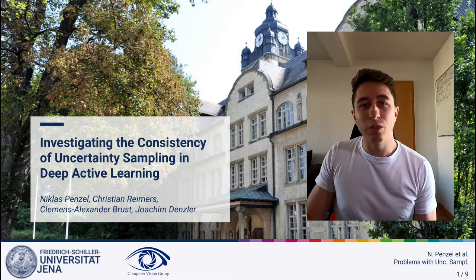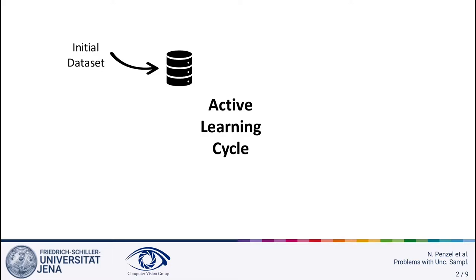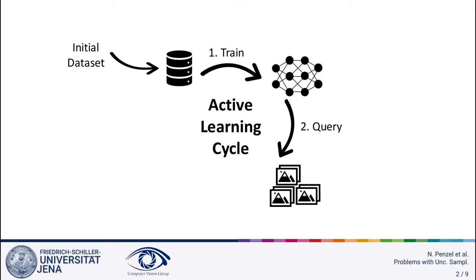Before I start to show you our analysis, I will first introduce the active learning cycle and talk a little bit about uncertainty sampling. So let's get started. Active learning is basically a cycle. We start with an initial dataset and use this dataset to train a model. This model is now our best representation of the underlying problem our dataset poses. Hence, we use this model in some kind of query strategy to select unlabeled data points. We give these unlabeled data points to an expert who then annotates them for us.